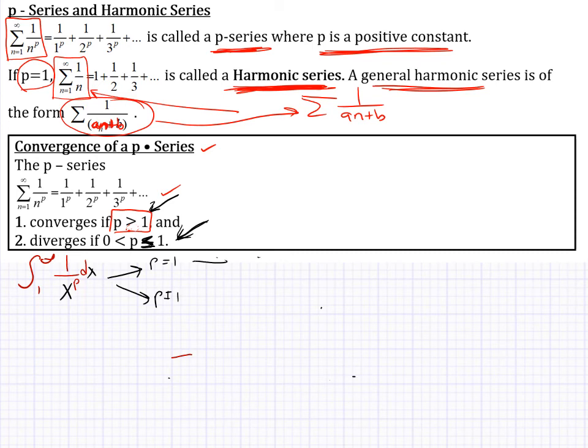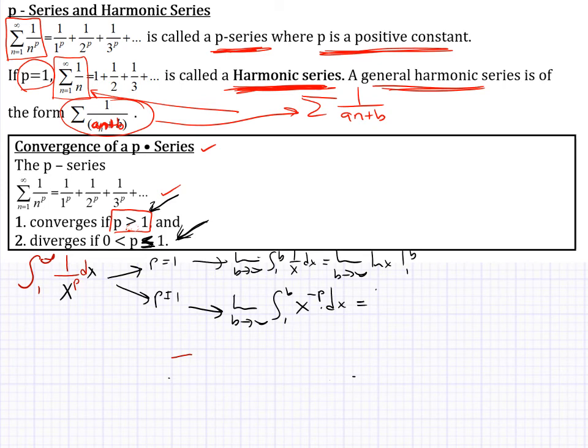Because if p equals 1, we're going to get the limit as b goes to infinity of the integral from 1 to b of 1 over x dx, in which case we have to use a logarithm. So it will be the limit as b goes to infinity of the log of x between 1 and b. Whereas if p doesn't equal 1, we have the limit as b goes to infinity of the integral from 1 to b of x to the negative p dx, and we'll use the power rule. We can use the power rule as long as the power wasn't 1, and we already took care of that in the first instance.